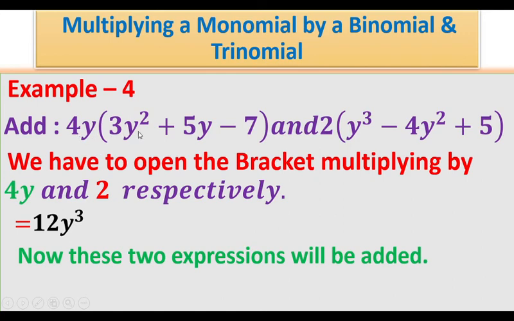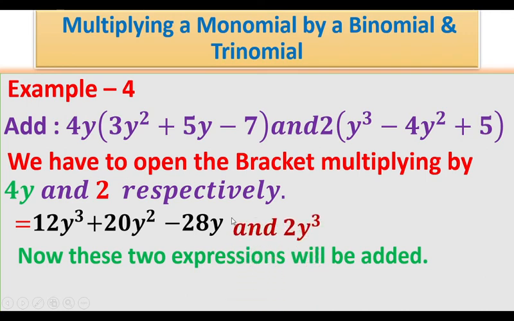4y multiplied by 3y squared: 4 3s are 12, y into y squared is y cubed. After that 4 into 5 is 20, y into y is y squared, and then plus into minus, minus 4 7s are 28y. After that the other bracket will also be opened. So 2 into y cubed is 2y cubed, minus 2 into minus 4y squared, plus into minus, minus 2 4s are 8y squared, and after that plus into plus, plus 2 5s are 10. Now both the expressions will be added. That I will show you in the next step.